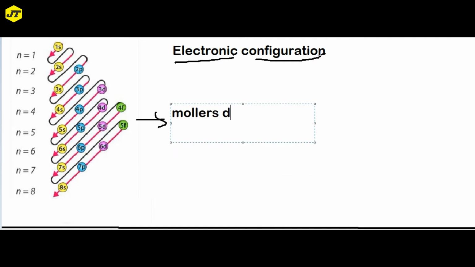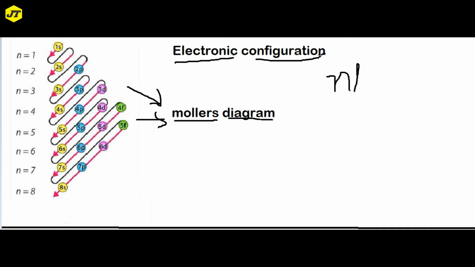Moeller's diagram. What is this? This is Moeller's diagram. The electronic configuration is in the form of n, l, x. They will be in the form of the nlx structure. n, l, x.